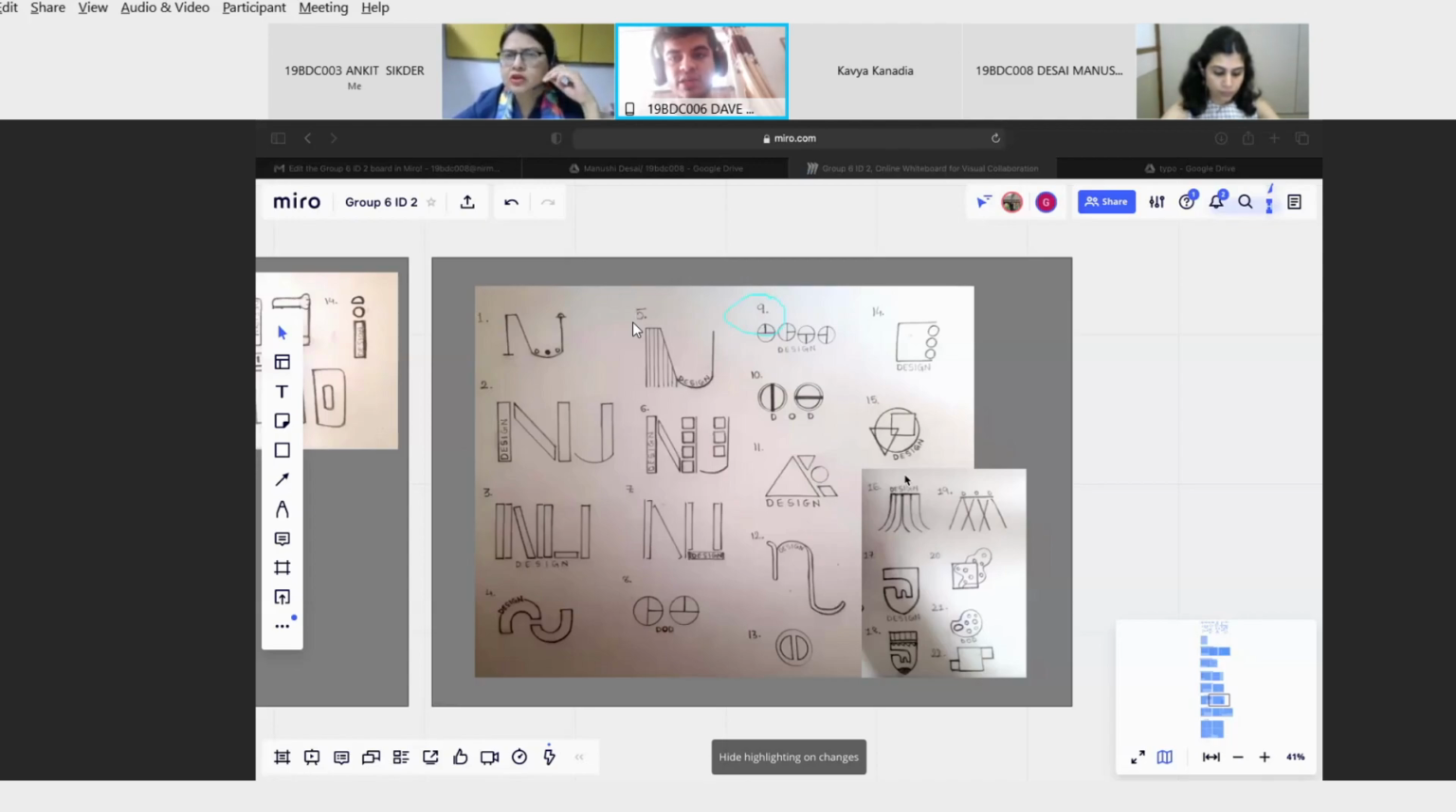Can I see your process of doodling from a nail to arriving here? Can you show me that process right now?